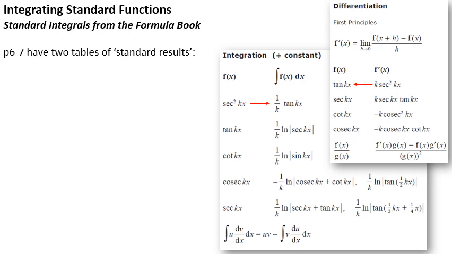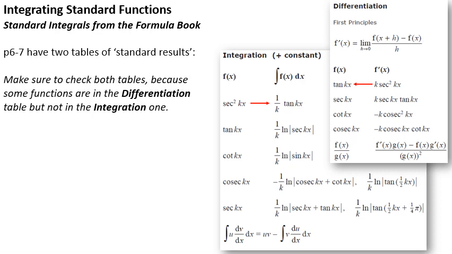Turns out some results appear in the differentiation table, but they don't appear in the corresponding integration table. So it's worth being aware of that. If you are trying to integrate sec x tan x, for instance, you'll notice it doesn't appear on the integration table, but it does appear on the right-hand side of the differentiation table.